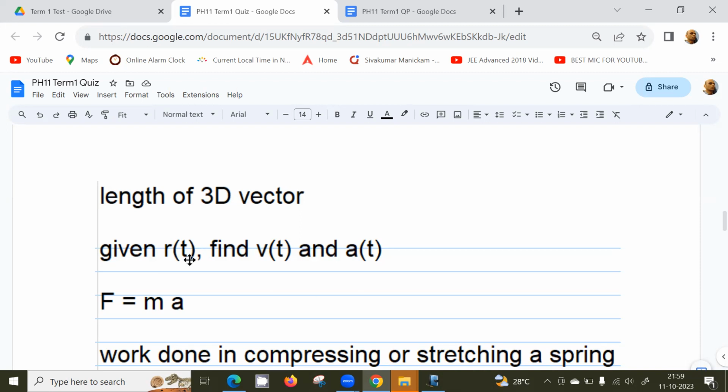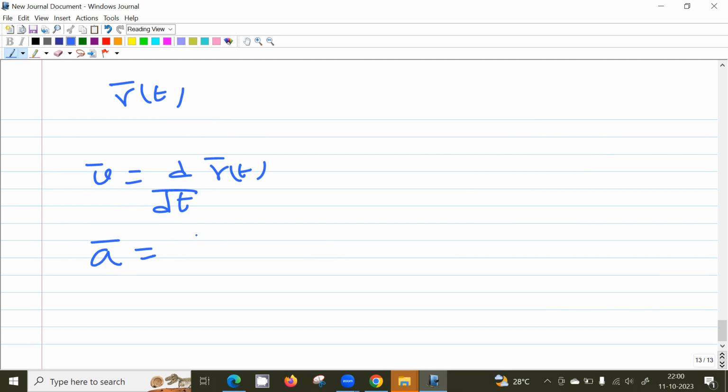Given r(t), the position vector, I can find the velocity and acceleration by definition. See, the position vector of an object is given, say r is a function of time. From there I can find the velocity, which by definition is the rate of change of position. So it is d by dt of the position vector, which can be a function of time. And acceleration is the rate of change of velocity, so it's d by dt of v of t.